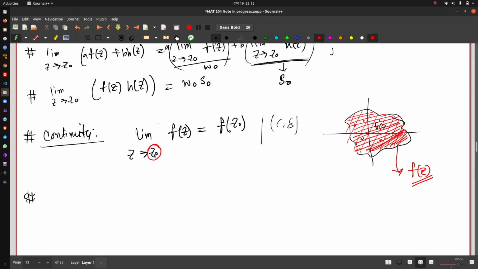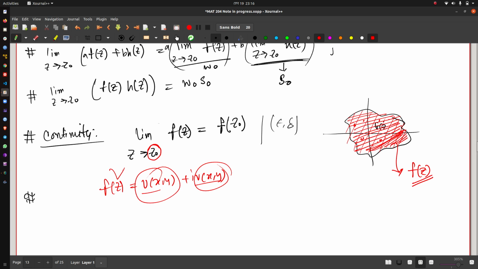You can easily show that the continuity of a complex function, that means a function of a complex variable, implies that the real and imaginary parts of the complex function f of z are continuous. That means if you write f of z equals u of x, y plus i v of x, y, and if these two parts are separately continuous, you can also say that this is continuous. Again, we are not going to the proof, and that will be the theoretical discussion of continuity.